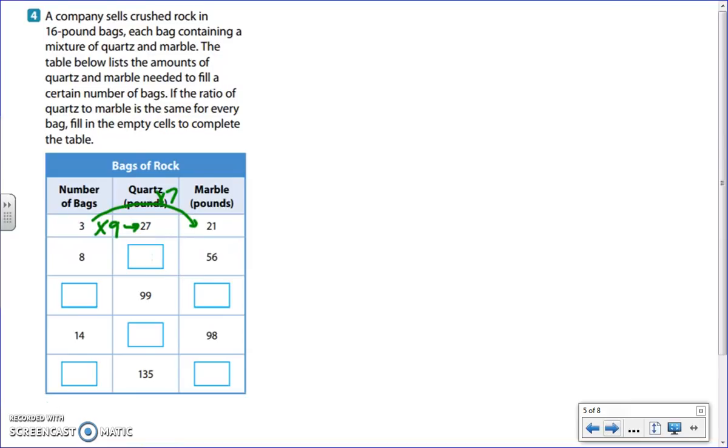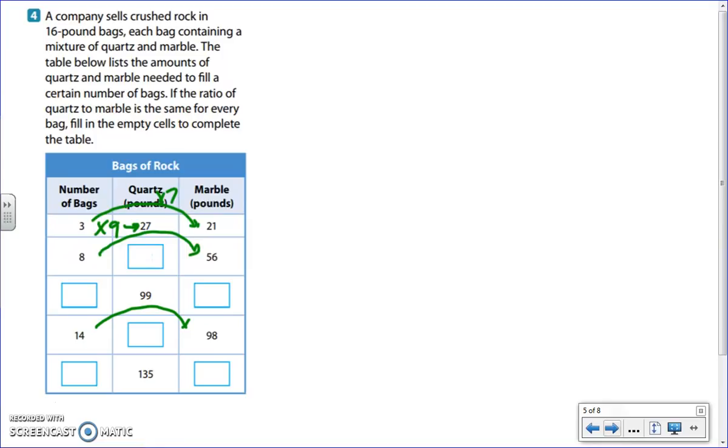If I believe that truly is the pattern, then 3 times 7 will equal 21. 8 times 7 should equal 56, and that is true. 14 times 7 should equal 98, and that is true. So I'm going to go ahead and say that that is definitely the correct relationship that we're looking for. Let's check. It looks to me like we need to check for the quartz now.